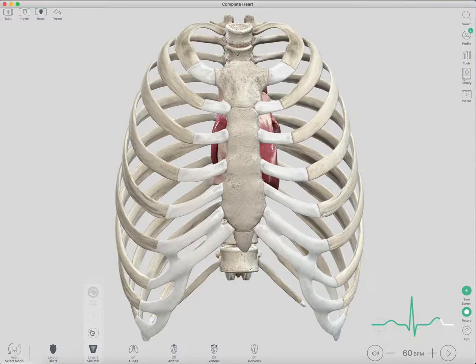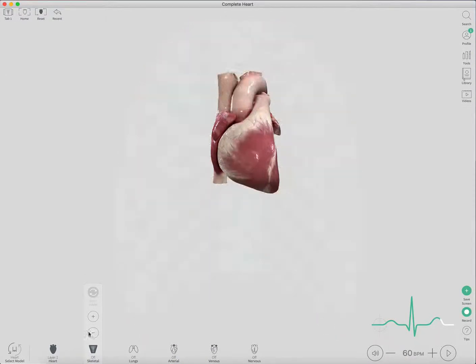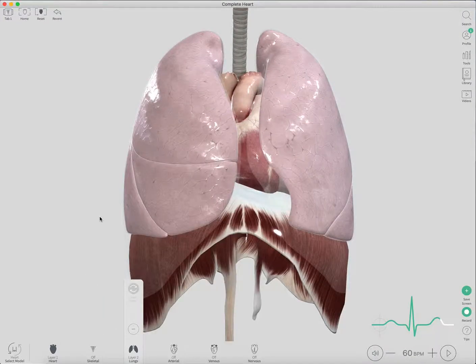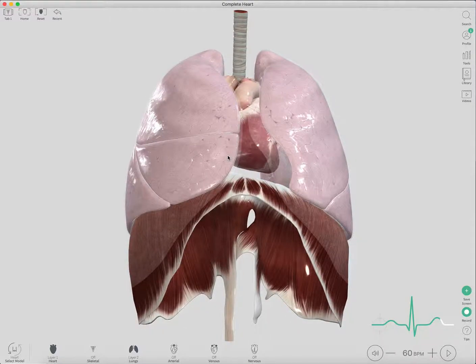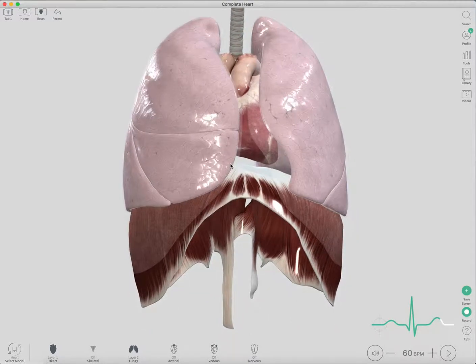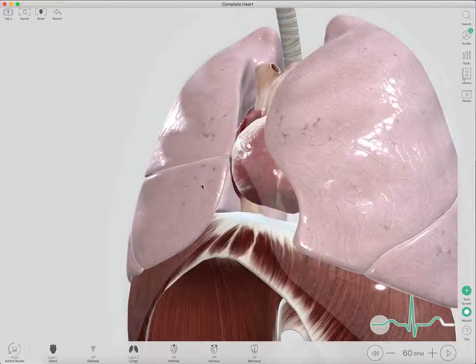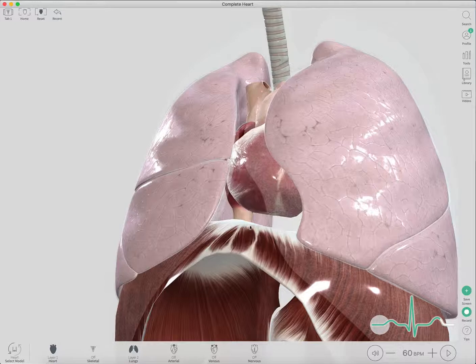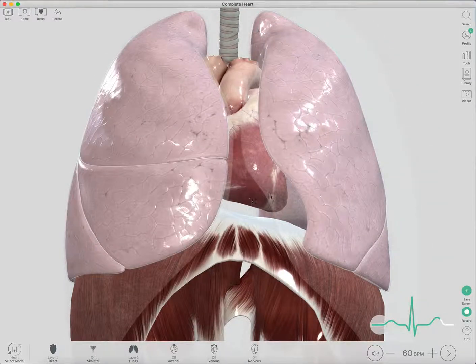Okay, to see the inferior extent of the heart, I'm going to remove the skeletal layer and turn on the lungs layer. Now the lungs cover the heart in this diagram, but the inferior extent of the heart is a bit covered. It meets the diaphragm over here. But over here is the apex of the heart.